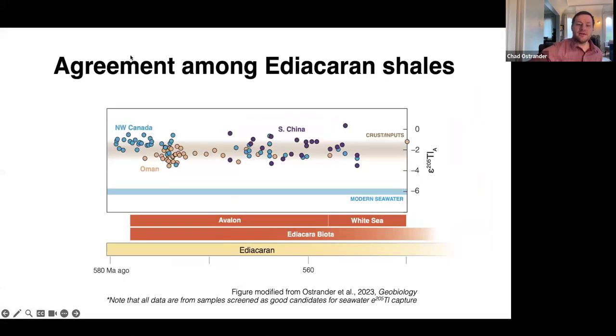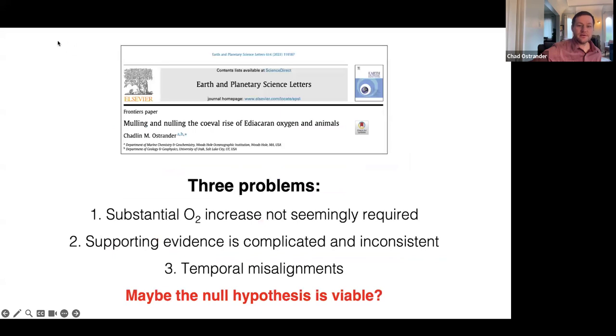And we put all of our data, as best we can, in time, individual samples, and we also have some samples from South China. We screen our samples for those that seem most likely to have captured a seawater thallium isotope value. During the rise of the Ediacara and across the Shuram excursion, we see no shifts towards light thallium isotope compositions. So at least according to the thallium isotope data that myself and the teams I work with are generating, there seems to be no evidence of widespread manganese oxide burial in the ocean during the Ediacaran. And so an interpretation of that is that there's not widespread marine oxygenation during the rise of animals, at least during the rise of the Ediacaran animals.